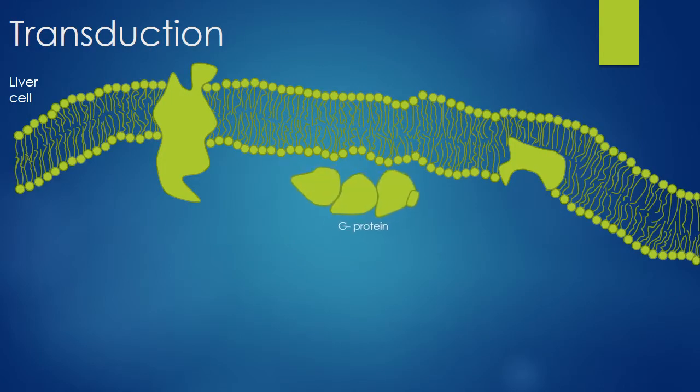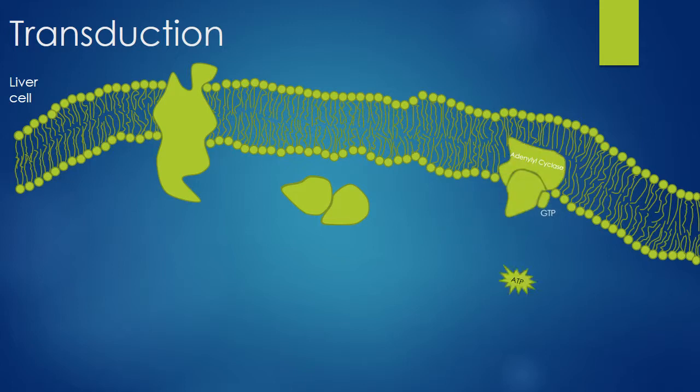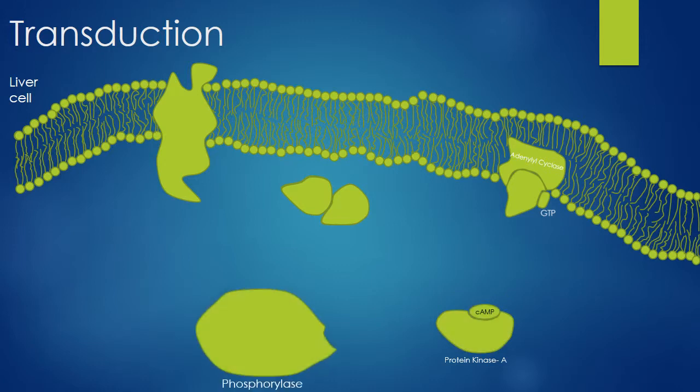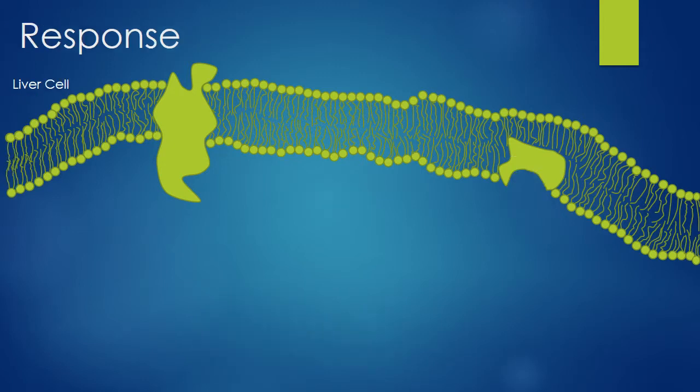First, the G protein binds to the G protein receptor and changes its shape. Then GDP is released and GTP is accepted. This molecule then goes to adenylyl cyclase and activates it. Then ATP is allowed to be transformed into cAMP to go to protein kinase A. Protein kinase A then activates phosphorylase and ends the chain of transduction. Once transduction ends, response occurs.